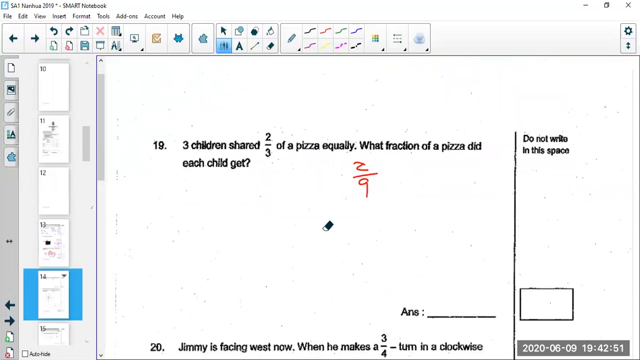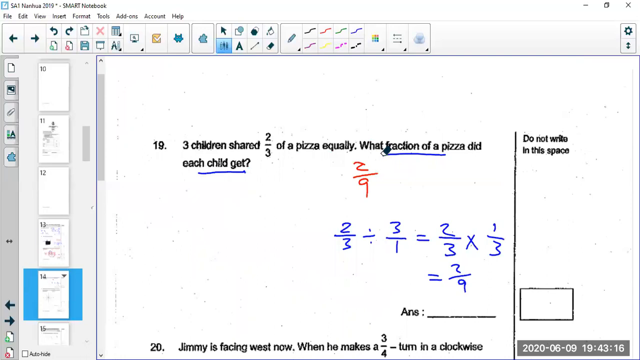3 children share 2/3 of a pizza equally. So what fraction did one person get? You take the pizza divided by the children, not the children divided by the pizza. So you take the pizza and divide by how many children. Keep the first fraction, change the divide to times, and then flip. All right, so what do you get? 2/9. So each person gets 2/9 of the pizza.